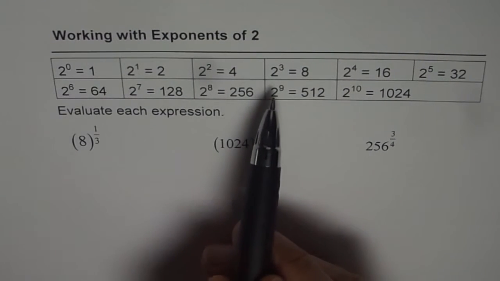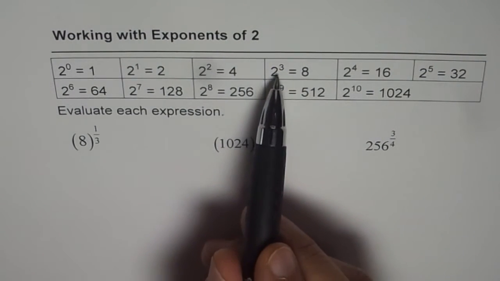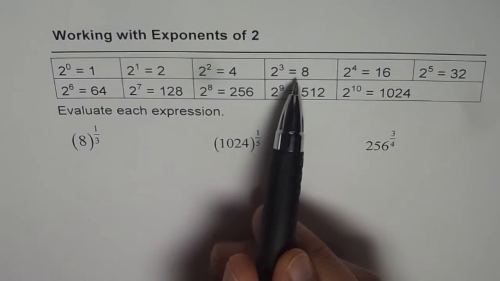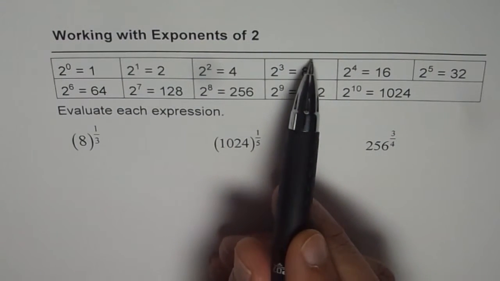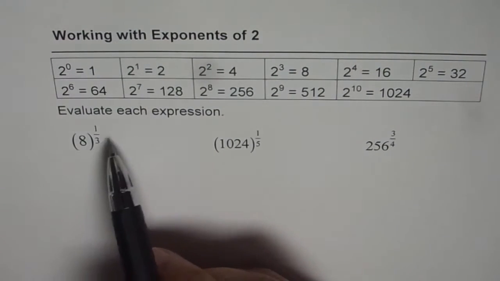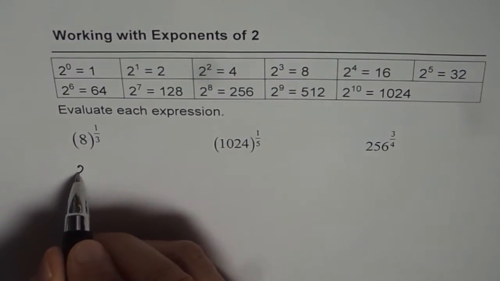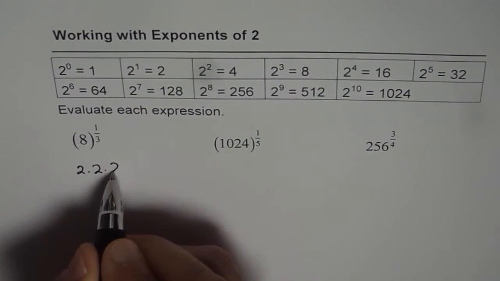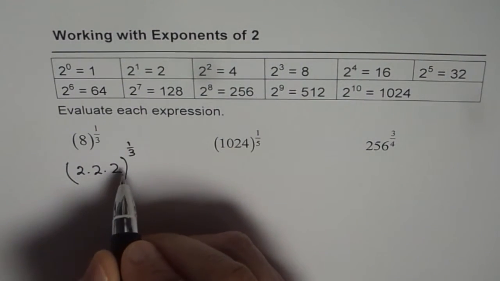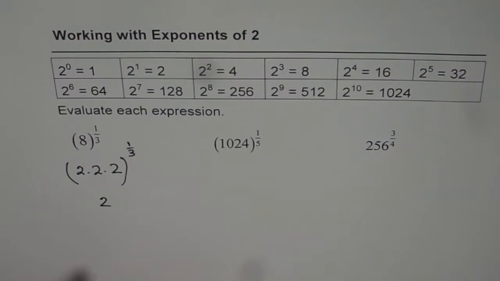So in this table we see 2 to the power of 3 is 8. Now, inverse of that, 2 to the power of 3 is 8, so 8 to the power of 1 over 3 should be 2, right? So we can correlate the two things. Basically, 8 could be written as 2 times 2 times 2. And when we say to the power of 1 over 3, a cube root of 8, it really means just the number 2.